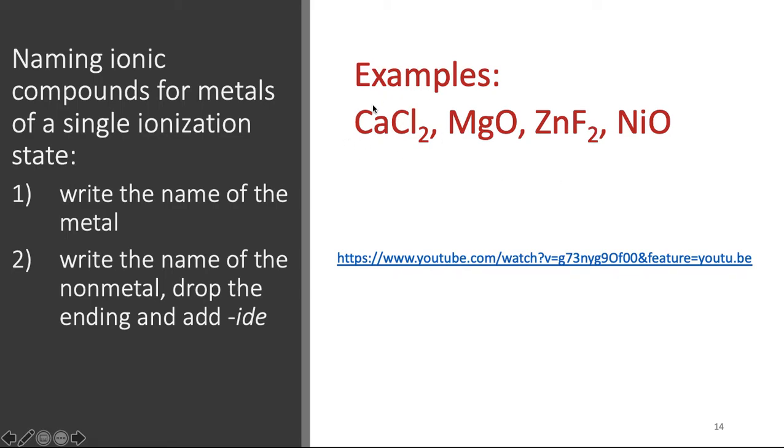So when we name these types of compounds, we write the name of the metal first, which is calcium. And then when we go to write the anion, instead of chlorine, we cut off the "ine" ending and we add IDE. So we say chloride. I have made a YouTube video here so that you can watch how to write the names of these compounds. So let's move on.